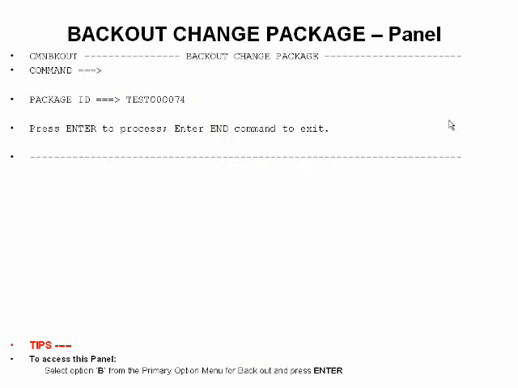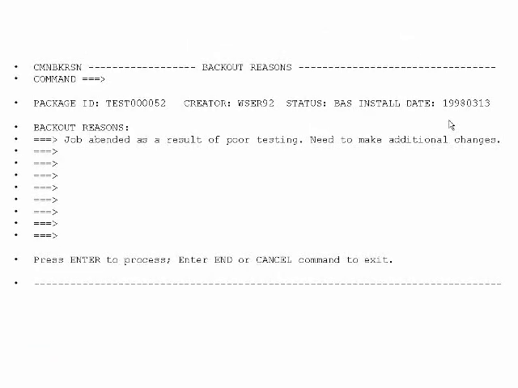But I'm going to show you how the panels look. So this is what the backout change panel looks like. To access this screen, use option B, and if you hit enter, you will get to this screen, where you have to mention the package ID. If you hit enter, it will take you to the next screen where you have to mention the backout reason, the reason for being backed out.